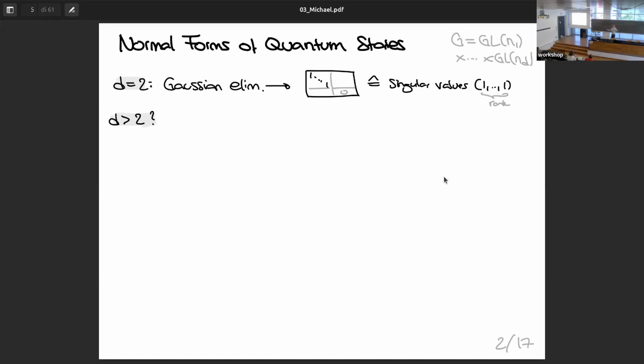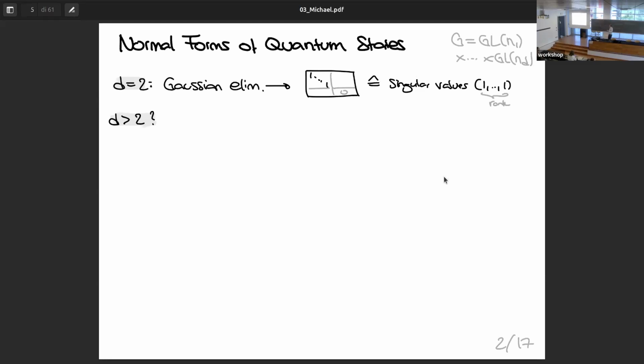Now, if you go to higher tensors, you could say, well, why don't we do a similar thing? For example, I could take a tensor and flatten it. Now I have a matrix. For example, I could flatten one tensor factor versus the rest. Now, of course, on one side, I have the full GL_{n_j}, if it's the j-th tensor factor. On the other side, though, I have a subgroup. So I can probably not reach this form exactly.